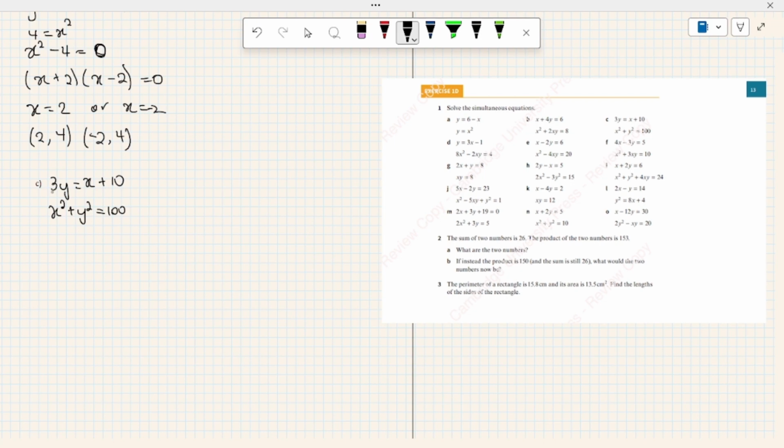Now what you do here, we can also use substitution in this formula. So this is equation 1, this is equation 2. For equation 1, to make things easy for ourselves, we solve for y: 3y is equal to x plus 10. Now we divide by 3, because we want y alone. So y is equal to x plus 10 over 3.